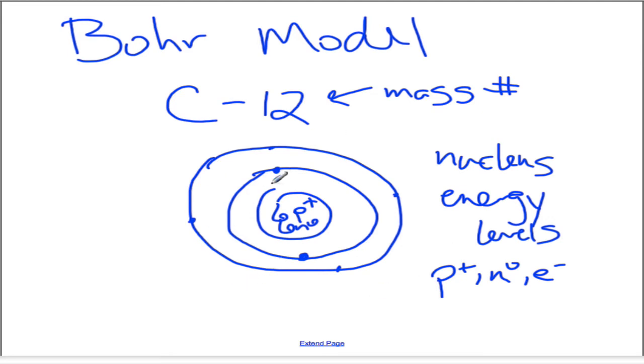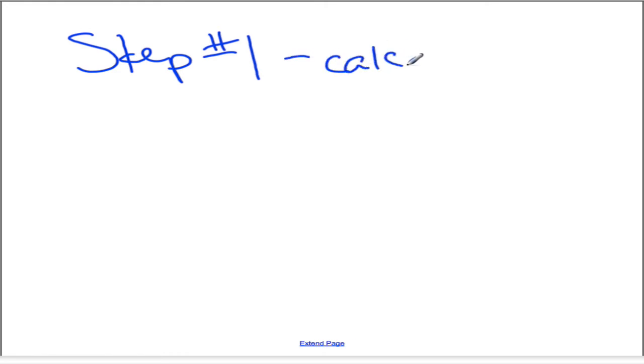That was really, really fast. So you're probably like, Mr. C, I don't understand, I don't get this, so I want to run through this step by step. Step number one in creating a Bohr model is to calculate the protons, the neutrons, and the electrons.